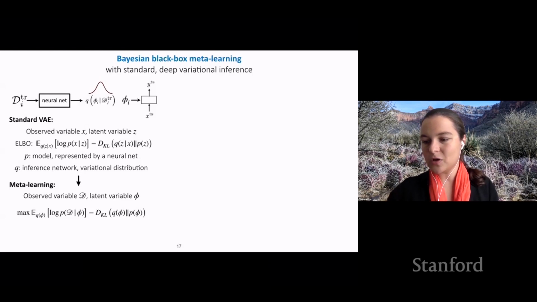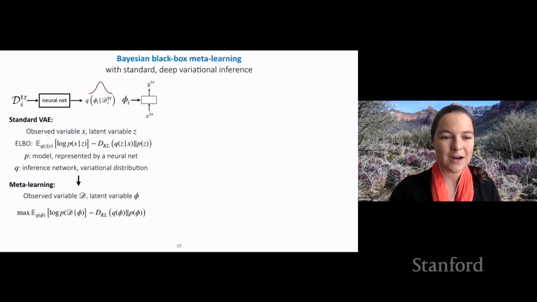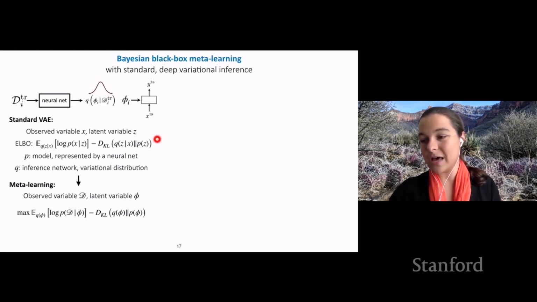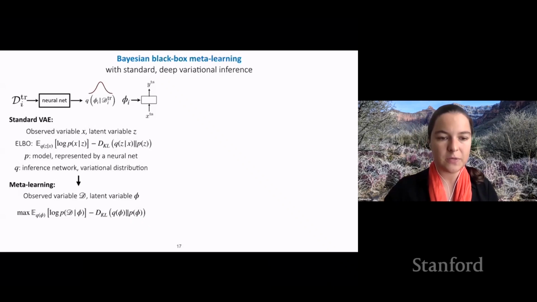You can also use this to derive a lower bound on the likelihood of your data that looks something like this. It's analogous to the lower bound of the VAE, where you have an inference network over phi. You maximize the likelihood of your data given phi, and also minimize the KL divergence between your inference network and your prior over your parameters.